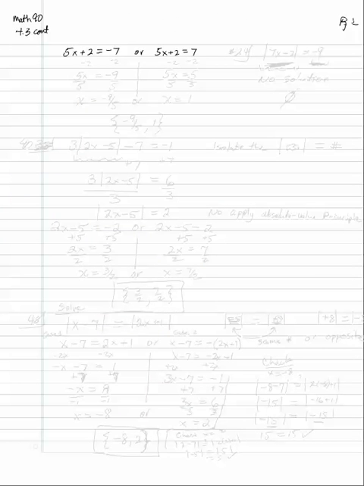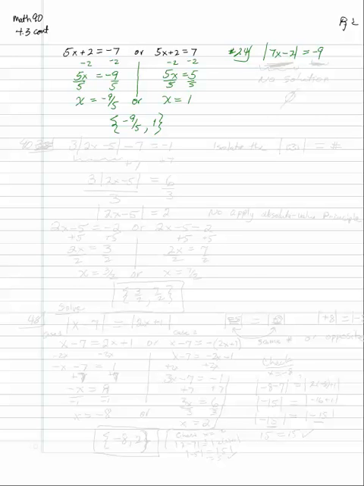Okay, so we'll do the left one first. You're going to subtract 2 from both sides. So that gets me negative 9. Divide both sides by 5. So that gets me negative 9/5. Now we're going to do the right equation. Subtract 2. Like 7 minus 2 is 5. Divide both sides by 5. So x equals 1. So our two solutions are negative 9/5 or 1.